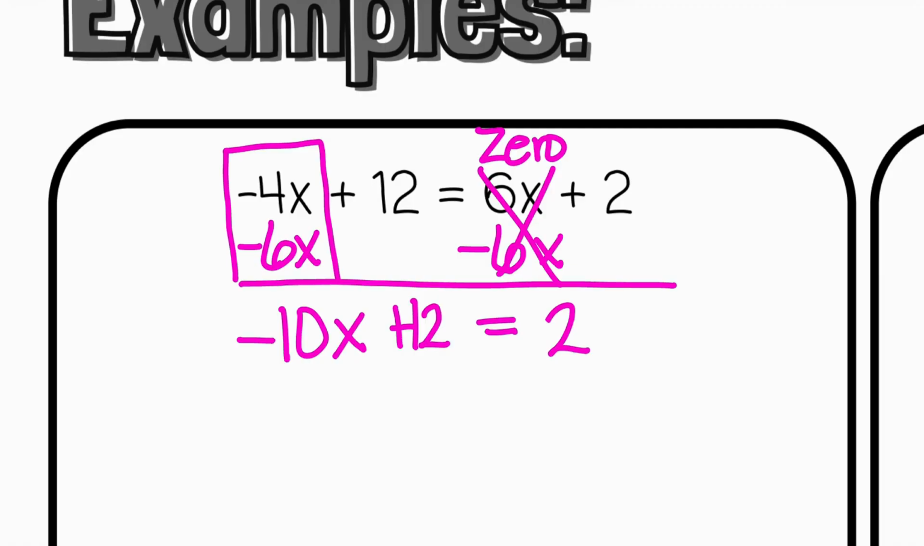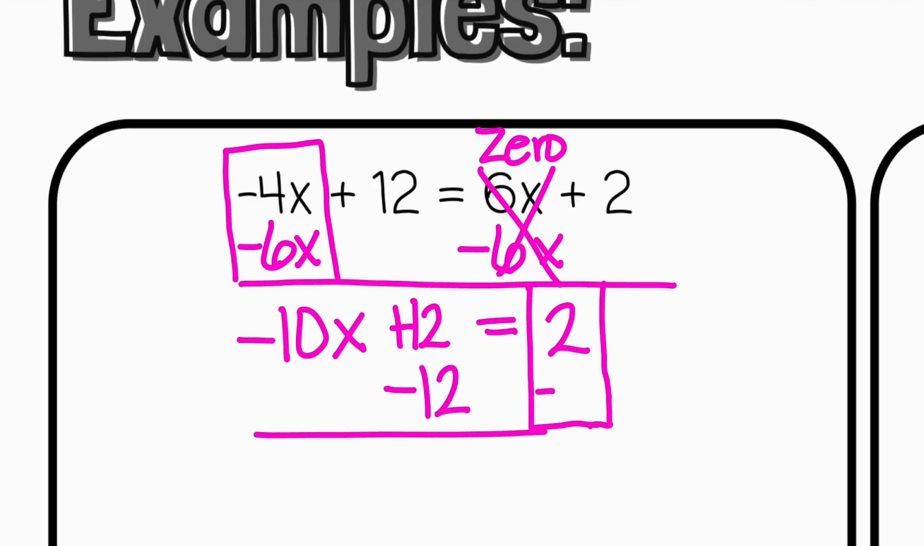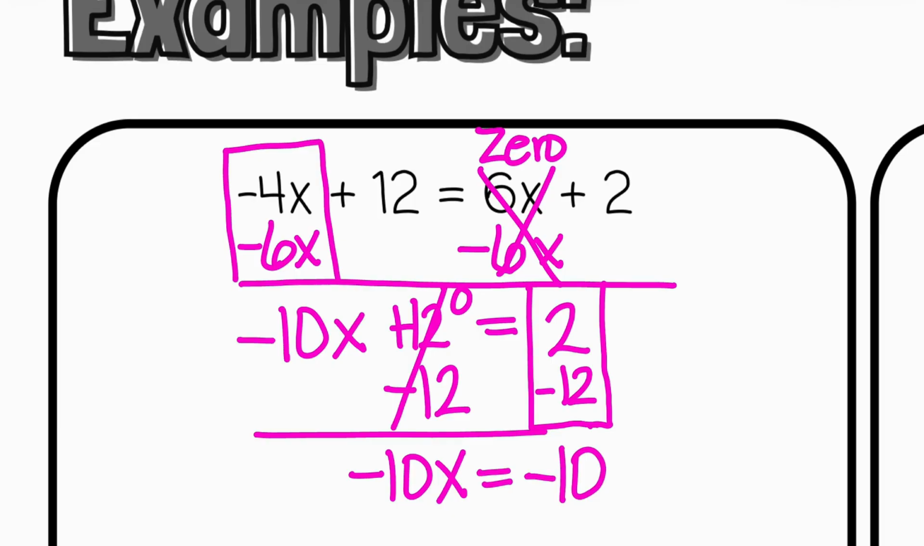Okay, for step 2, you have to box the one that's by itself. So I've got 2 things on the left, which means I'm going to box the right. All I've got is a 2. All right, if I box a plain number, I have to move a plain number. So I'm going to subtract 12 from both sides. That gives me a 0 pair. Left to right, bring down your negative 10x equals 2 subtract 12 gives me negative 10.